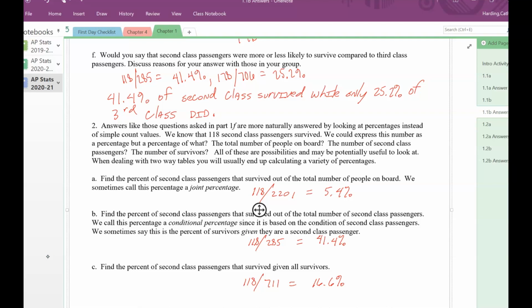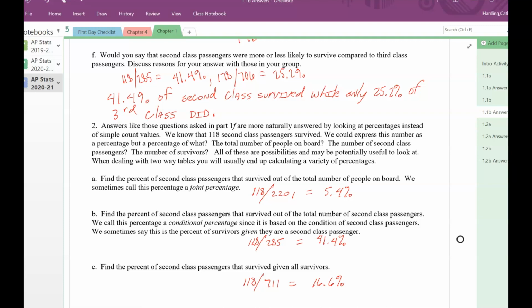I probably shouldn't have showed you the answers first, huh? But each of these represents a different percentage that you could have figured out relative to the second-class passengers that survived. So if you read part A, find the percent of second-class passengers that survived out of the total number of people on board. This is out of the total, 118 over 2,201.